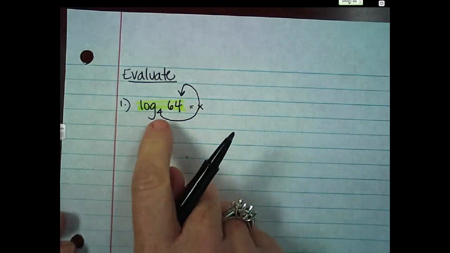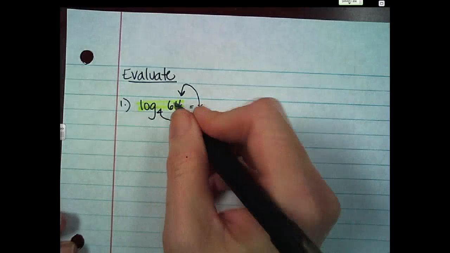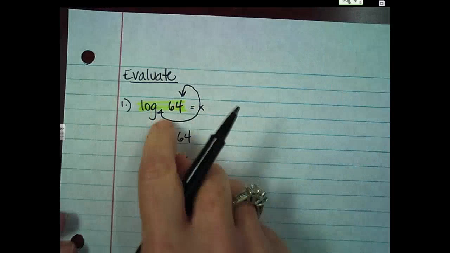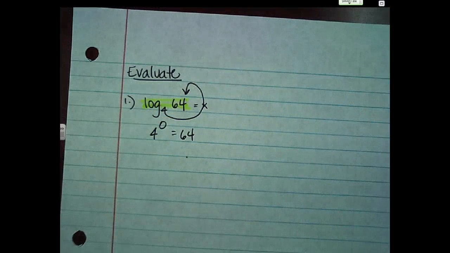In other words, how am I getting from 4 to 64? What exponent gets me from 4 to 64? What goes in that circle there? So you may know? 3. Right, 3. So the answer is just 3.